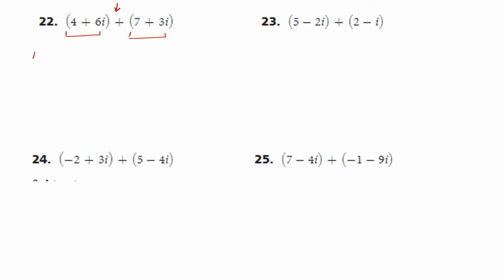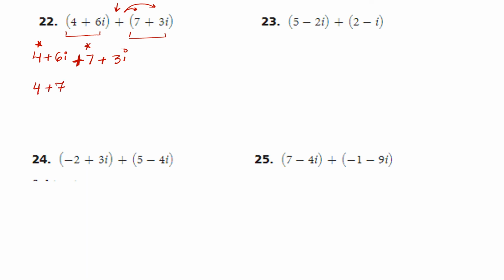So the first part you write as it is without the bracket. When you open the bracket by distributive property, any number multiplied by the plus will give you the same sign. Okay, now write the real part together. It means 4 and before the 7 there is a plus sign. So you write here 4 plus 7.